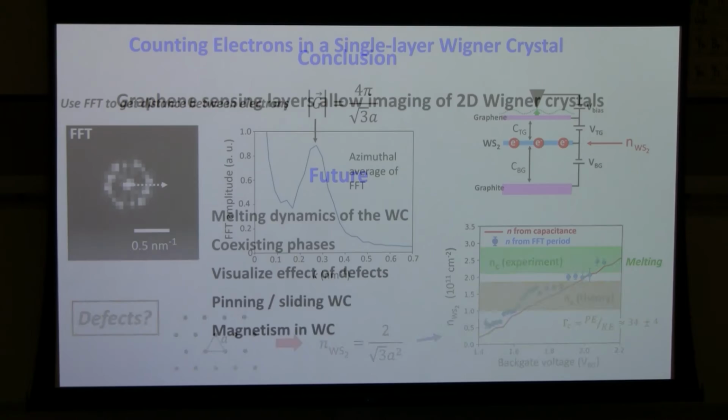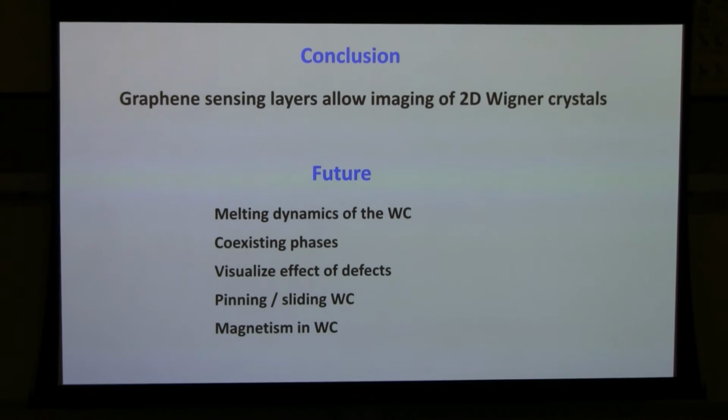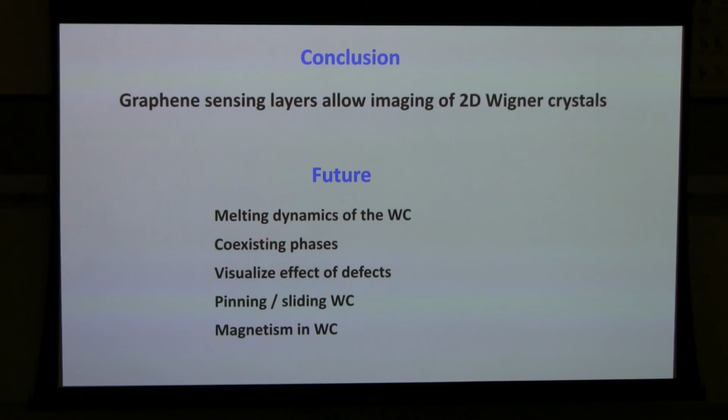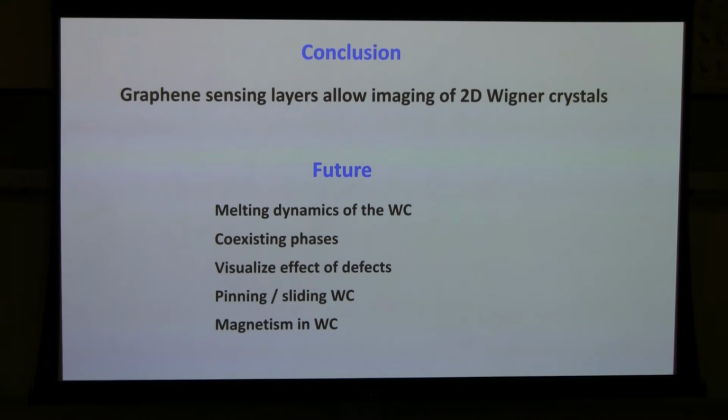Okay, so that's the end of my story, and I'm just going to conclude by saying that graphene sensing layers allow us to image two-dimensional Wigner crystals, and for the future we would like to see other things. For example, we'd like to better understand the melting dynamics of the Wigner crystal. We'd like to see if we could observe coexisting phases. We'd like to better understand the effect of defects. We'd like to see pinning and sliding, perhaps, of the Wigner crystal, and maybe even one day explore magnetism in Wigner crystals.